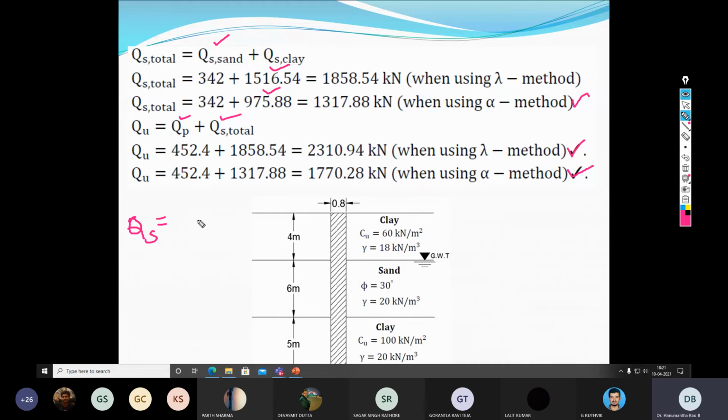What we divide by factor of safety? Yes. So you divide Qu by the factor of safety. So here you can take either 2310 or 1710, it doesn't matter. Say for example I will take 2310 divided by the factor of safety, I can take 3. So this will give you around 770.